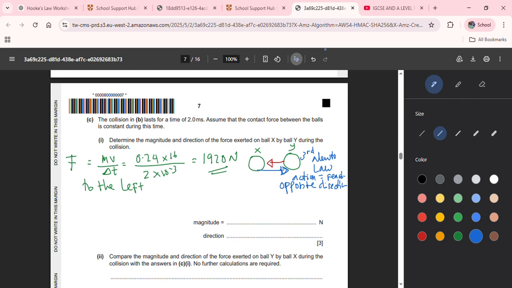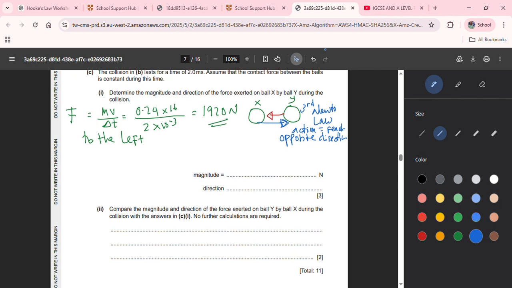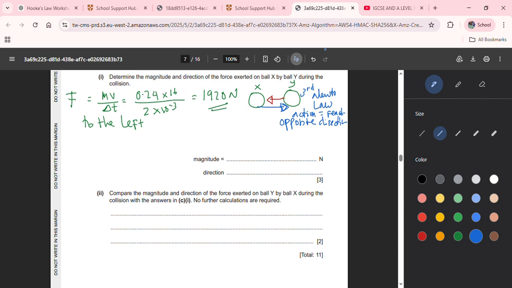So compare the magnitude and direction of the force exerted on ball Y by ball X during the collision, with the answer. No further calculation is required. As we know that the action is equal to the reaction, which is talking about the magnitude, so equal magnitude. How about the direction? Direction is in the opposite direction. So this is going to the right, this is going to the left, but they are equal. So if this is F2, this is F1, so F1 is equal to F2.